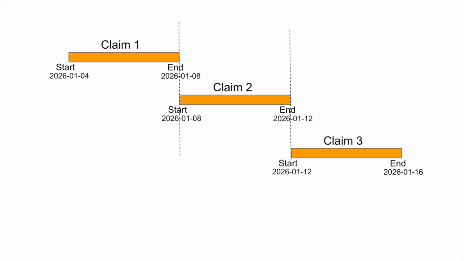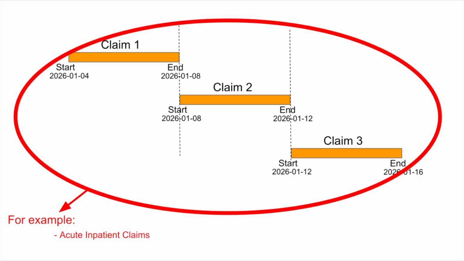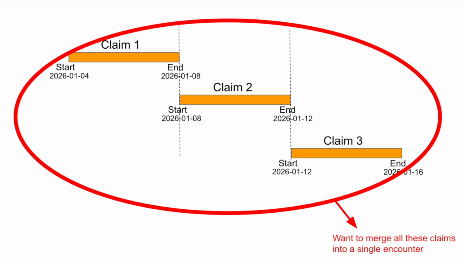It doesn't matter what specific type of claim we're talking about. For example, we could be talking about acute inpatient claims that would be merged into an acute inpatient encounter, or we could be talking about emergency department claims that would be merged into an ED encounter. The point is that we want to merge multiple claims of the same kind into a single encounter.